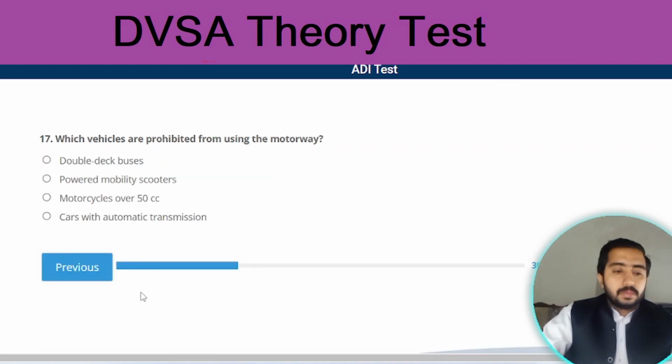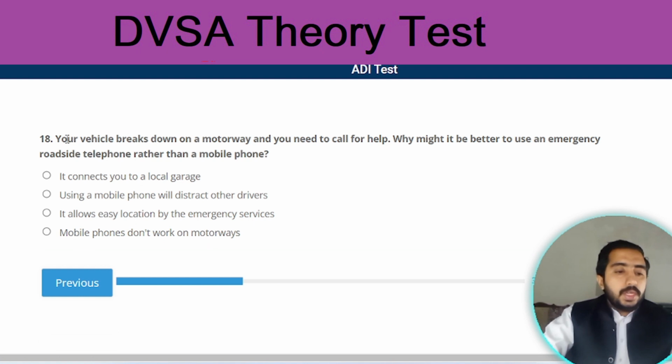Next one. Question number 17. Which vehicles are prohibited from using the motorway? The vehicle prohibited is powered mobility scooters. Option B. Next one. Question 18. Your vehicle breaks down on a motorway and you need to call for help. Why might it be better to use the emergency roadside telephone rather than a mobile phone? It allows easy location by the emergency services. So you need to use that.